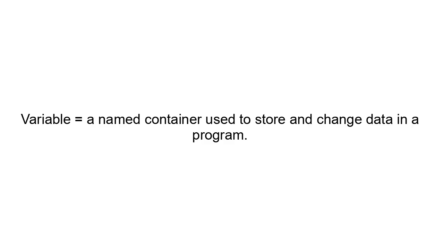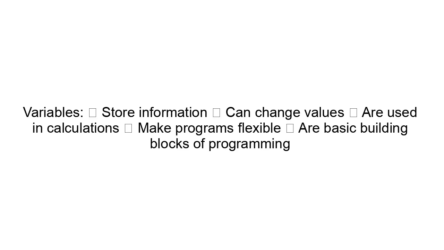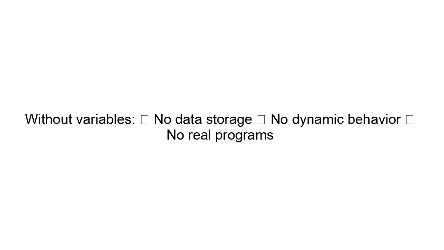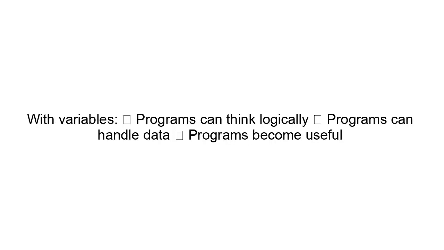Summary. Variables store information, can change values, are used in calculations, make programs flexible, are basic building blocks of programming. Without variables, no data storage. No dynamic behavior. No real programs. With variables, programs can think logically. Programs can handle data. Programs become useful.